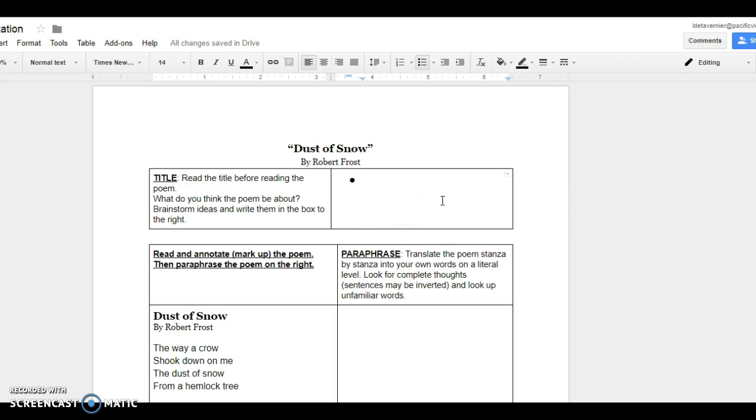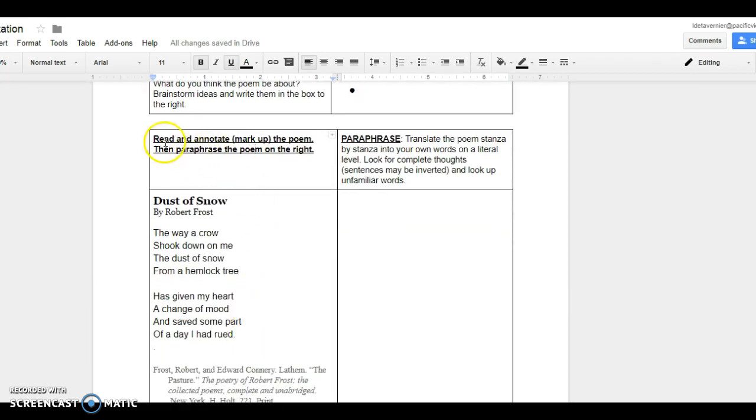So Dust of Snow, it makes me think maybe it's a poem about winter. Makes me feel cold. And that's all I can think of right now.